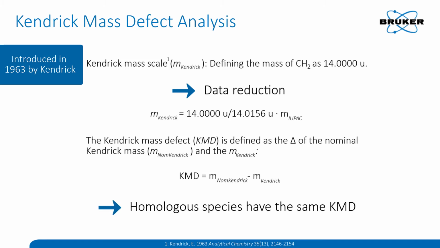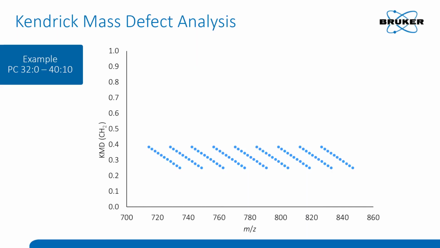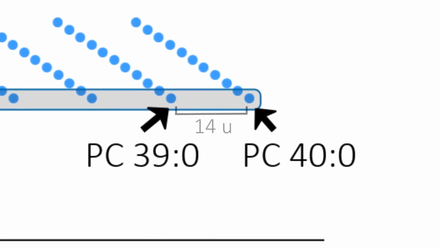This concept can be very useful to visualize lipids, since lipid species of the same class with different side chains occur in various organisms. As you can see in this theoretical database plot of phosphatidylcholine species ranging from 32 to 40 carbon atoms and 0 to 10 double bonds in both side chains combined, species that solely differ in the CH2 repeating unit appear on a horizontal line.